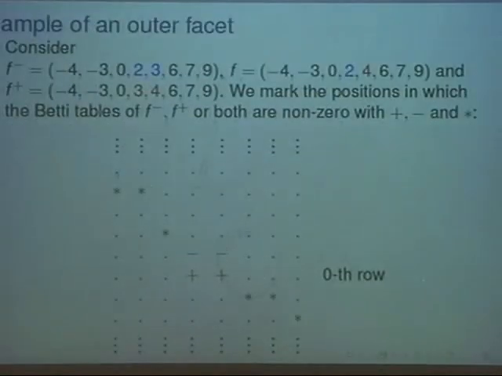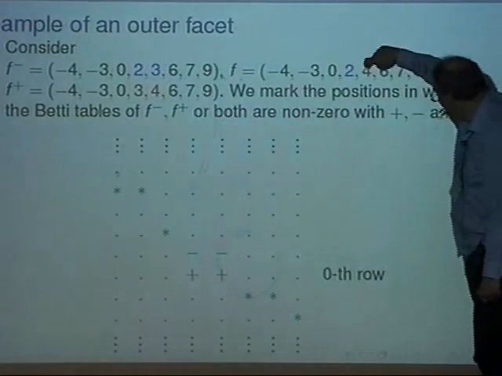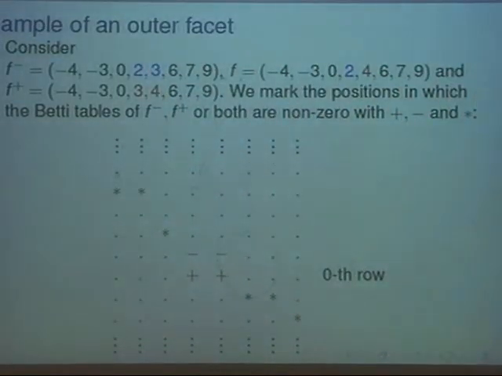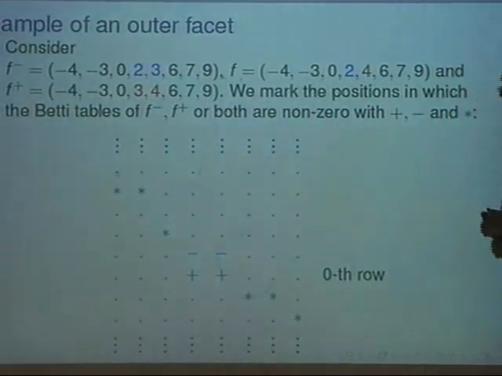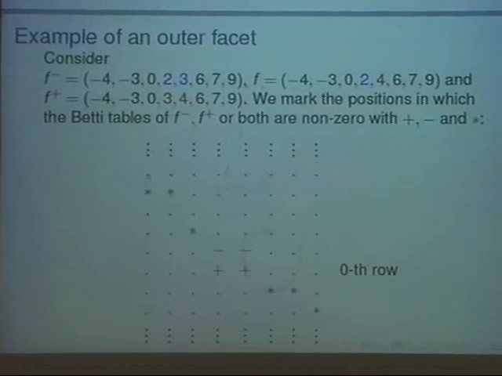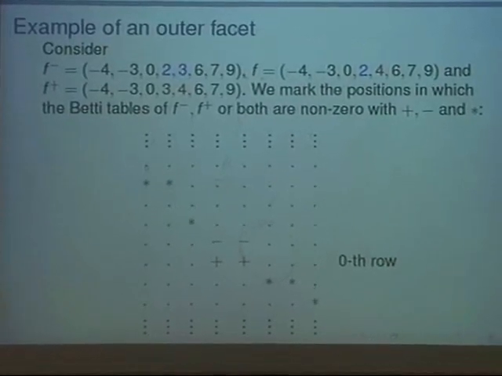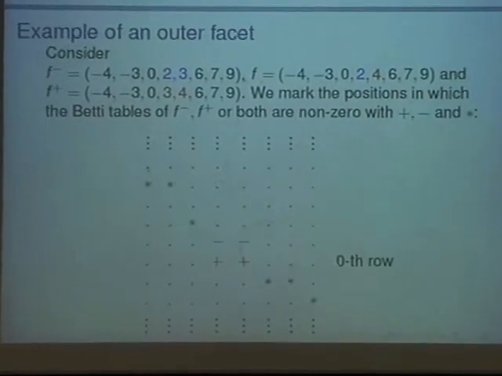So I give you an example. I take two degree sequences which are hopefully complicated enough that we do see all phenomena. So here are two linear steps and here is a quadratic step. I mark in the Betti table to come the positions where I should put numbers. So star I put where all three sequences are non-zero, and plus and minus where f minus or f plus are non-zero.